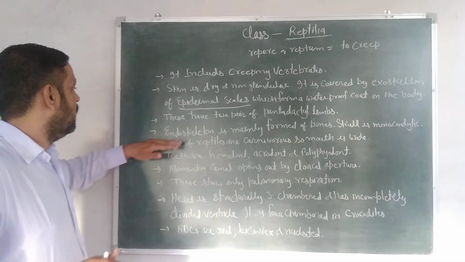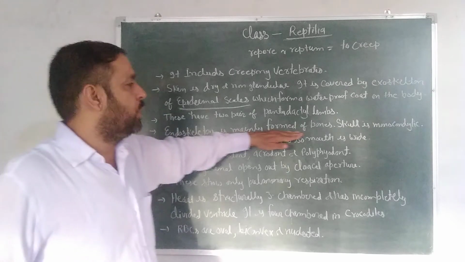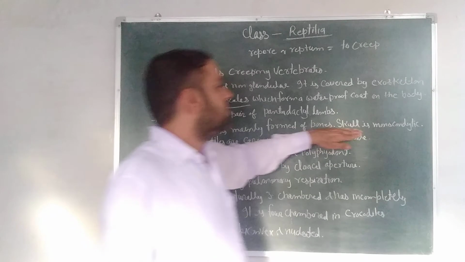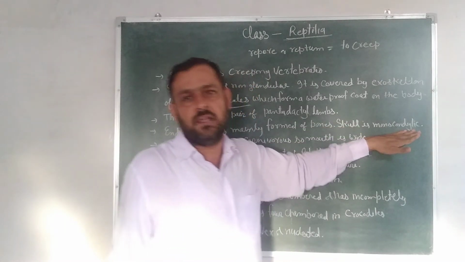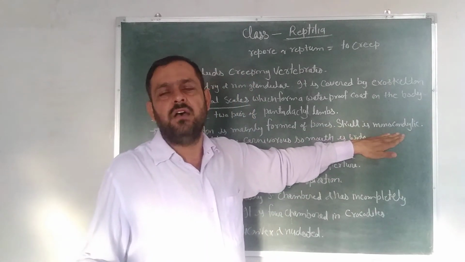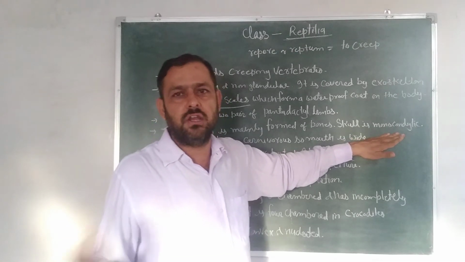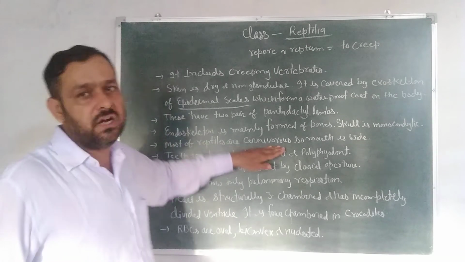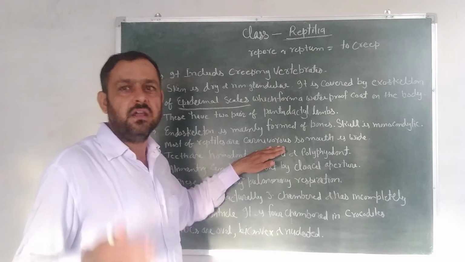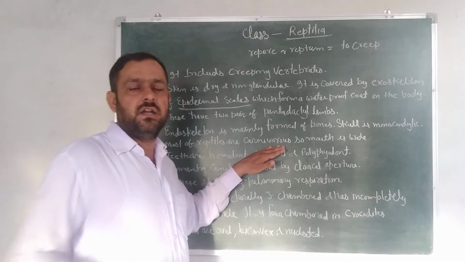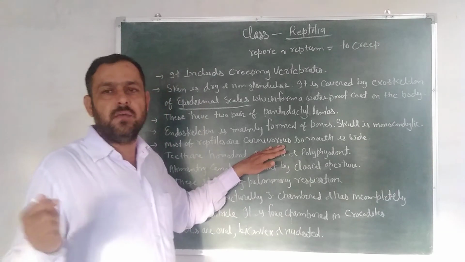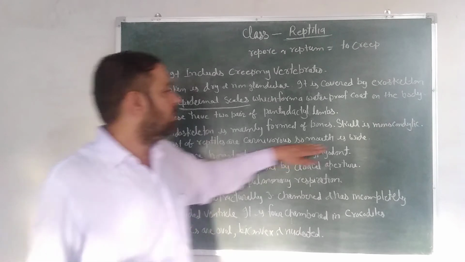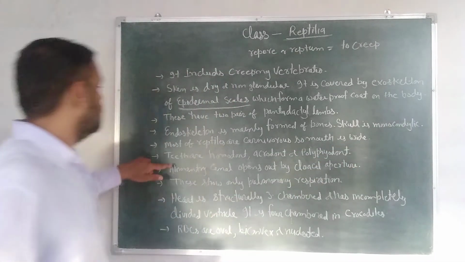Now next character, endoskeleton is mainly formed of bones. Skull is monocondylic. As we discussed in Amphibia, skull is dicondylic. So in Reptilia, skull is monocondylic. Most reptiles are carnivorous. As we discussed in Amphibia, whenever the animals are carnivorous, then their mouth is wide. So mouth is wide.